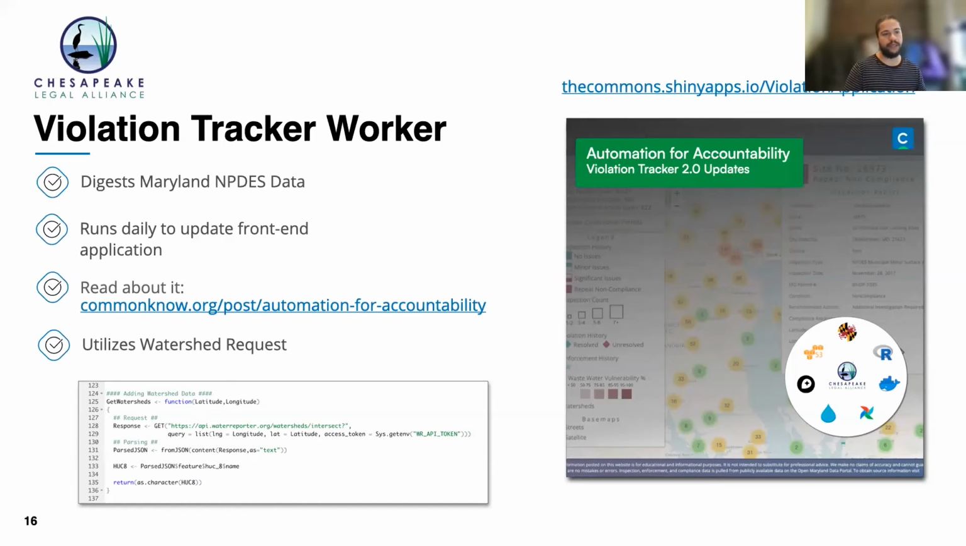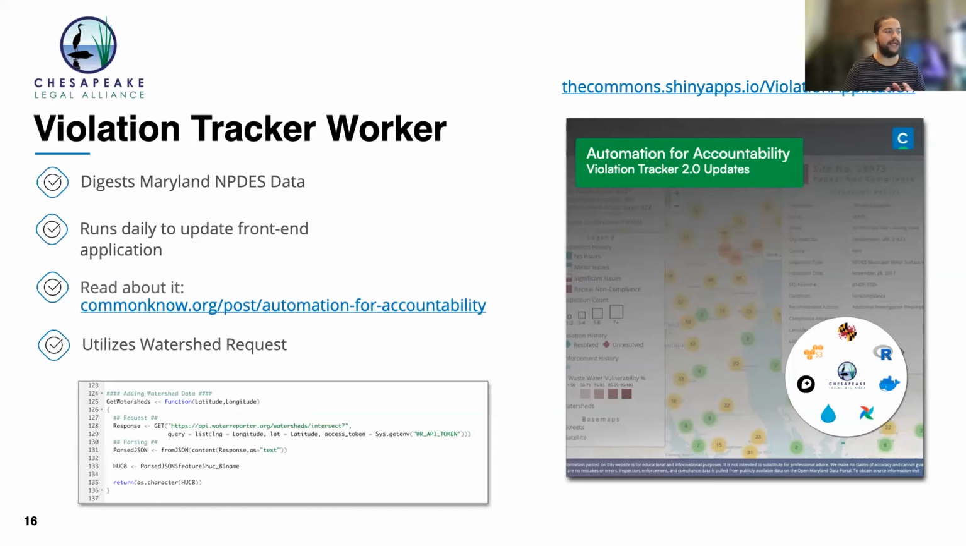And thanks to the efforts of Chesapeake Legal Alliance, MDE, Maryland Department of the Environment, was forced to move that data to the Open Maryland Data Portal. This allowed us to update the application automatically through an autonomous worker, which in short is a script that runs on the internet and pulls in data from Maryland Open Data Portal, in addition to geocoding the facilities and construction sites that are added every day. I think it's roughly 3 or 4 added every day.